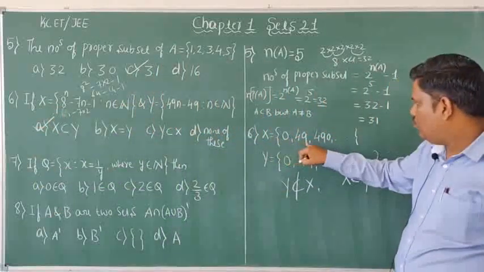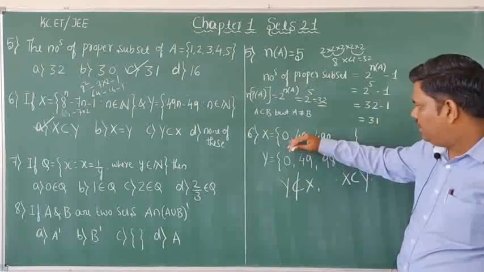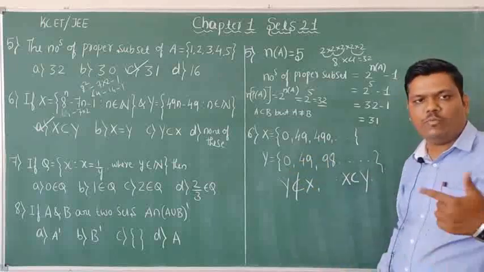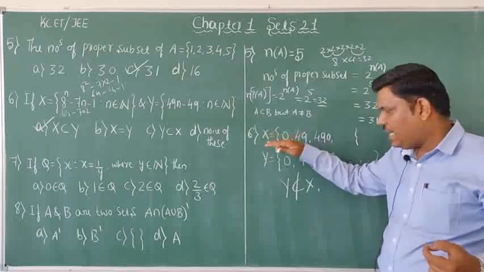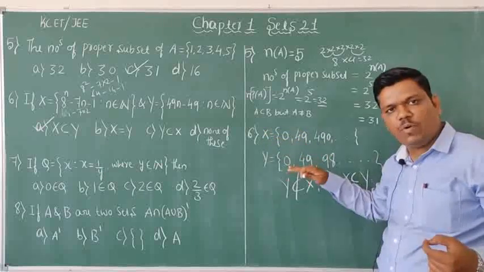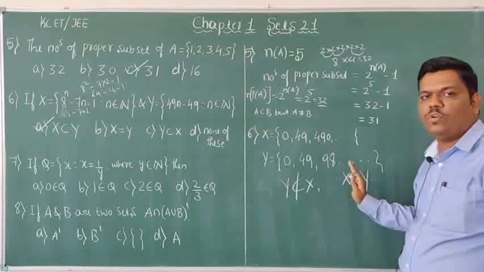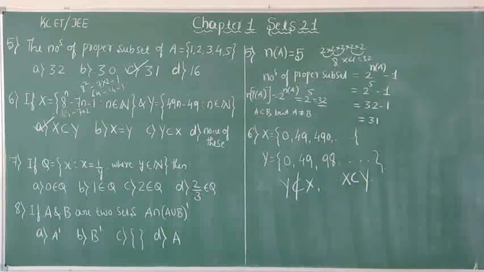x is equal to {0, 49, 490, ...}, and y is {0, 49, 98, ...}. This element is definitely present. All the elements are present in y. Each and every element of set x must be present in y. Then only we say that set x is a subset of y. Clear? First video. Note.